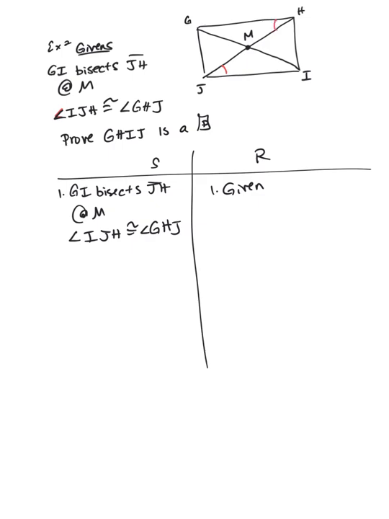Okay, so for line 2, I'm going to have GI bisecting JH, right? So JH is receiving the action from GI. The thing that's receiving the action here is bisected. So I end up with JM congruent to HM. And again, there's going to be different ways to do this proof. But this is because a segment bisector splits a segment into two congruent segments.